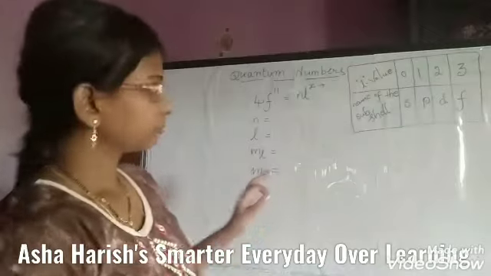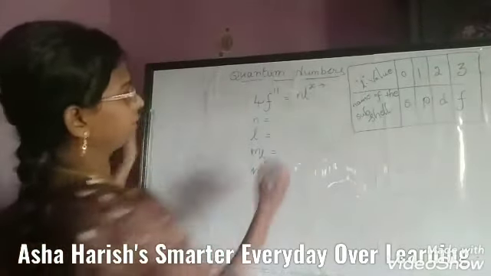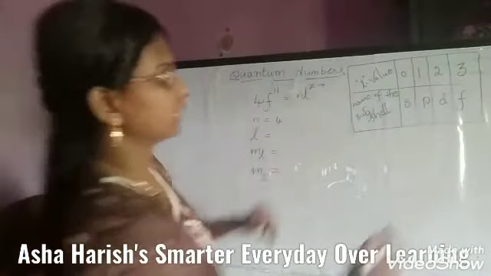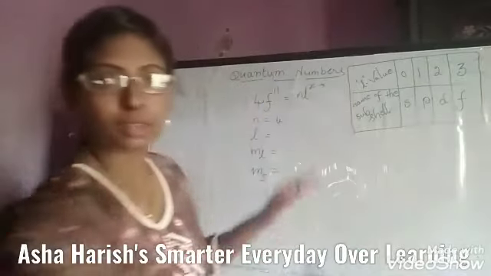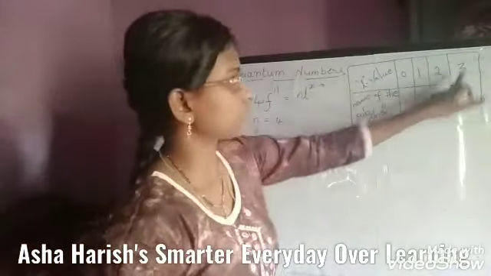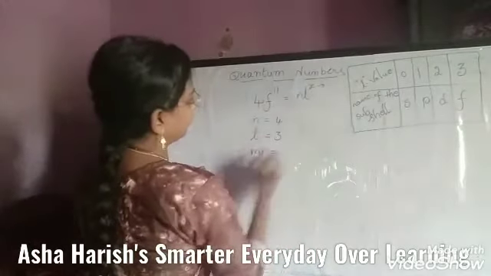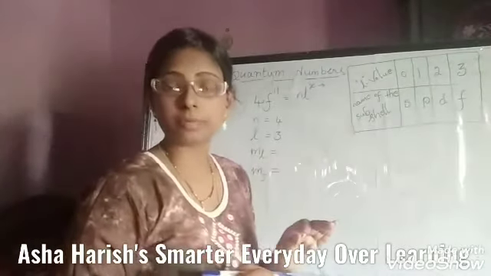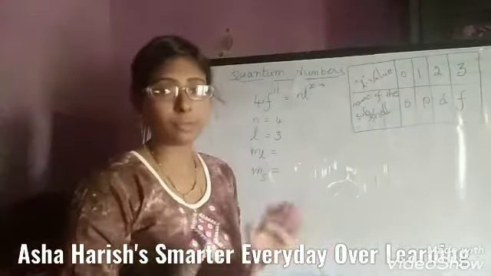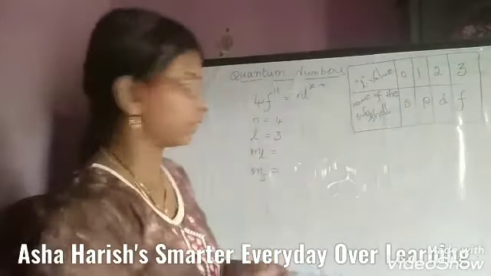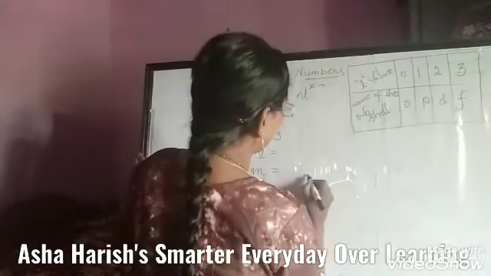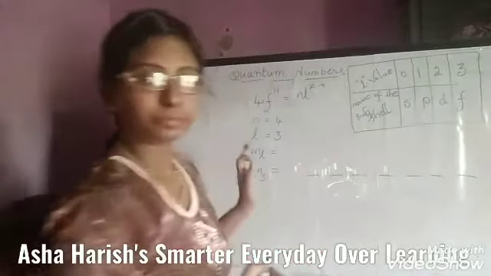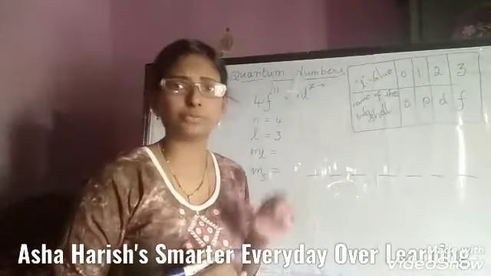Okay students, in the place of n we are having 4 here, and this is f subshell, and for f subshell the L value must be 3. And students, for f subshell there are 14 electrons. That means how many orbitals will be there, students? 14 means that is 7 obviously. 1, 2, 3, 4, 5, 6, 7. 7 orbitals must be there for the f subshell.